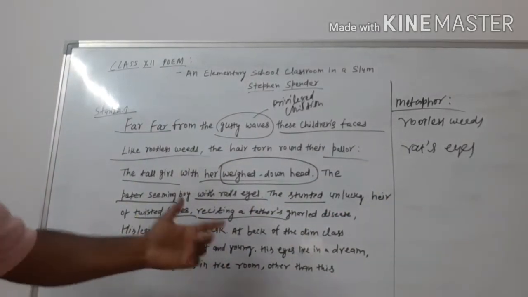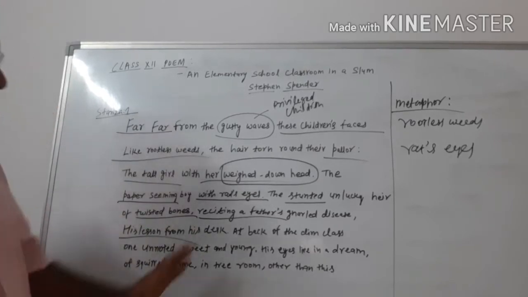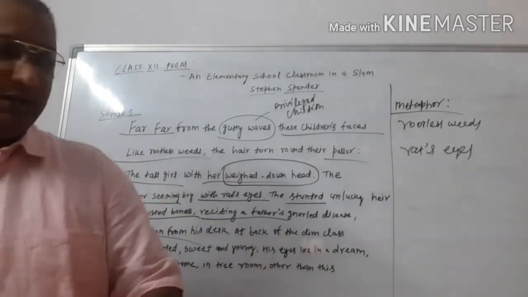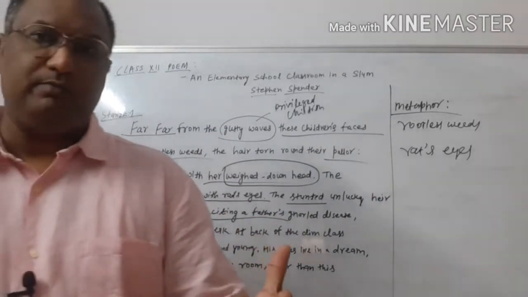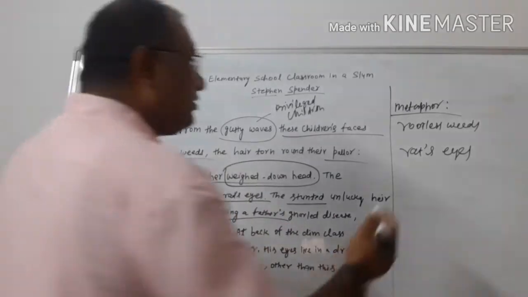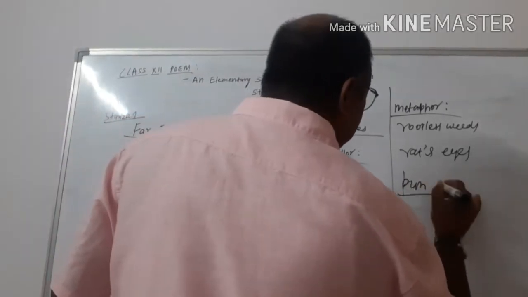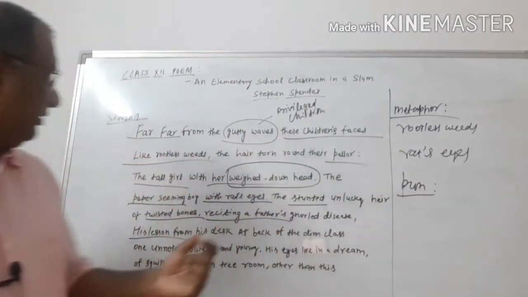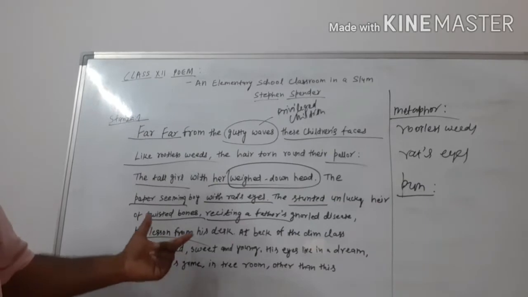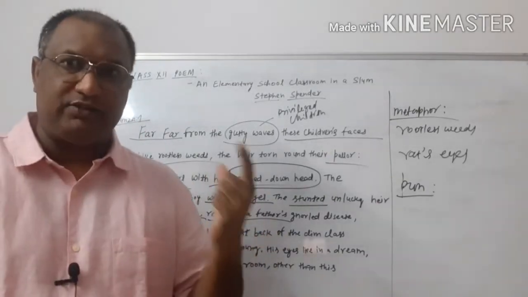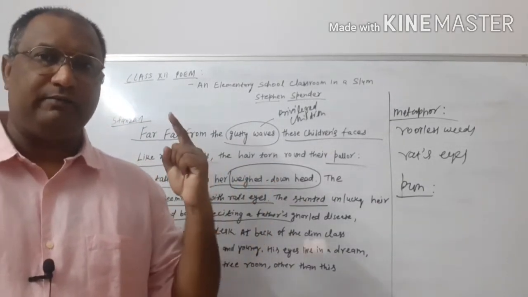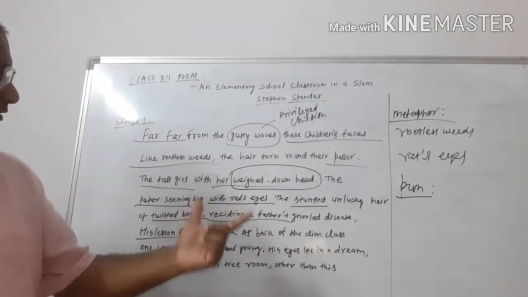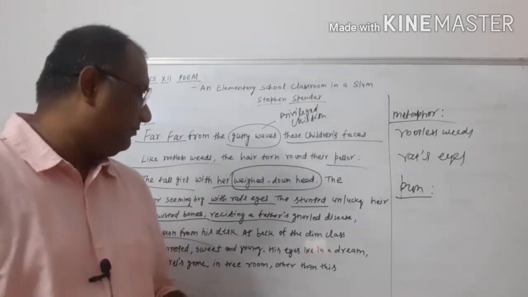His lessons from his desk, there is a pun. He is reciting two things. He is reciting his father's gnarled disease as well as he is reciting the lessons from his desk. Pun means a word with a double meaning. Here the double meaning is of reciting. Reciting has two meanings. In the first place, he is reciting his father's gnarled disease. In the other, he is reciting his lessons from his desk.